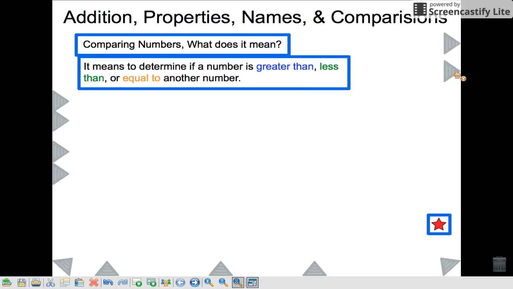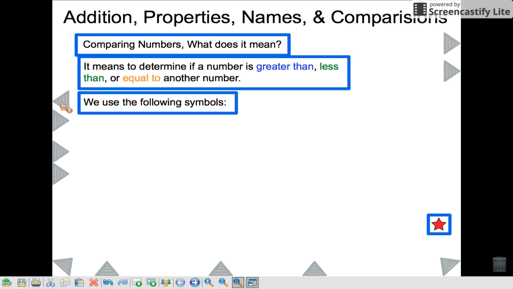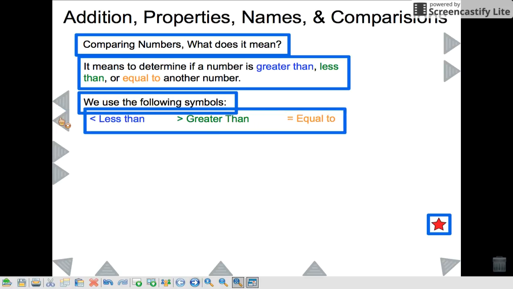The definition of comparing numbers means to determine if a number is greater than, less than, or equal to another number. Pause the video and write that in your notes. We use the following symbols to represent greater than, less than, or equal to. Let's look at some examples.